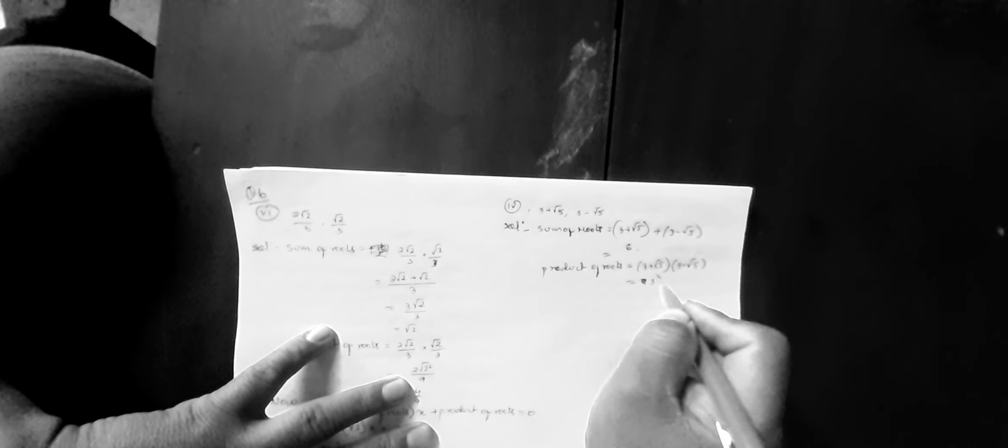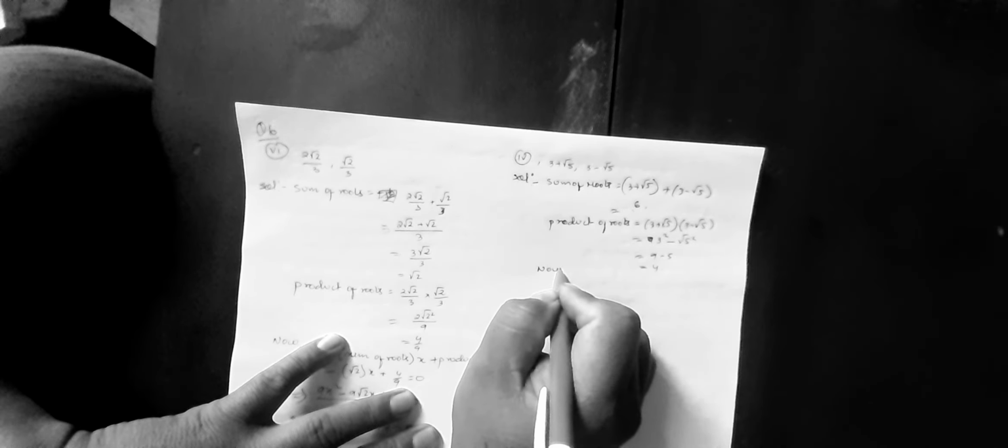The product of roots will be 3 plus root 5 into 3 minus root 5. It is of the form a plus b, a minus b, so it becomes a squared minus b squared. It becomes 9 minus 5, which is 4. The product of the roots is 4 and the sum of the roots is equal to 6.